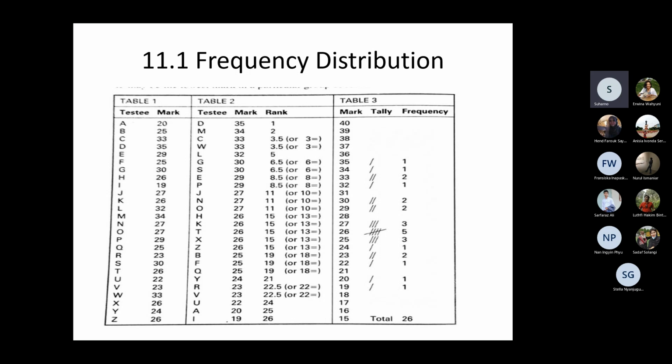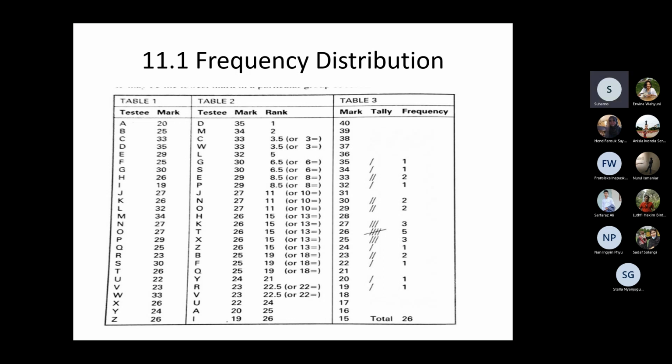Let's say like testi A. For testi A, he gets 20. For testi B, he gets 25, and so on. That's right. And then you have rank, based on the order of whether someone gets the highest score or lowest score. So for testi D, you have 35, rank 1 and so on.